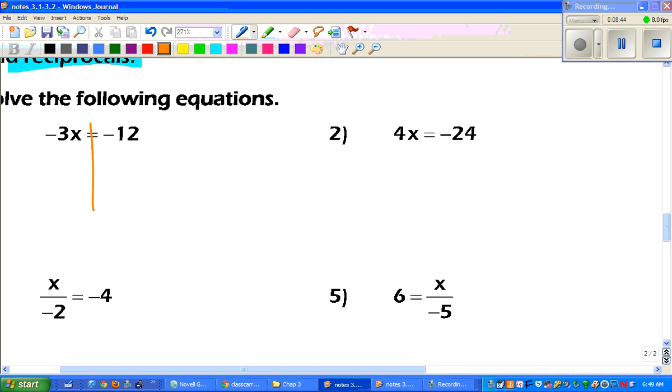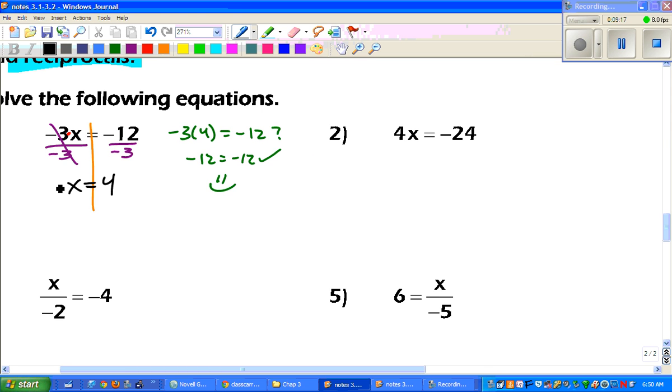We have -3x equals -12. Now, if you forget, that's multiplication right there. And to get rid of multiplication, you need to divide. Those cancel. X equals -12 divided by -3 is a +4. And to do our check, -3 times 4, does that equal -12? And that answer is yes.